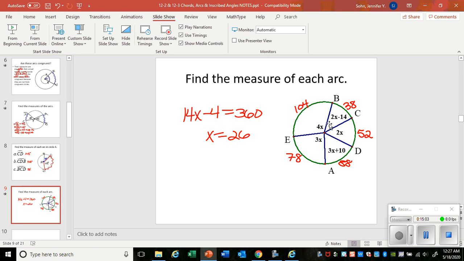So we're talking about the angles, okay? 3 times 26 plus 10, that's 88 for arc AD. 3 times 26, which is 78, arc EA. 4 times 26 is 104, arc EB. So all together, when you add them up, you need to get 360 inside. So measure means degrees inside.